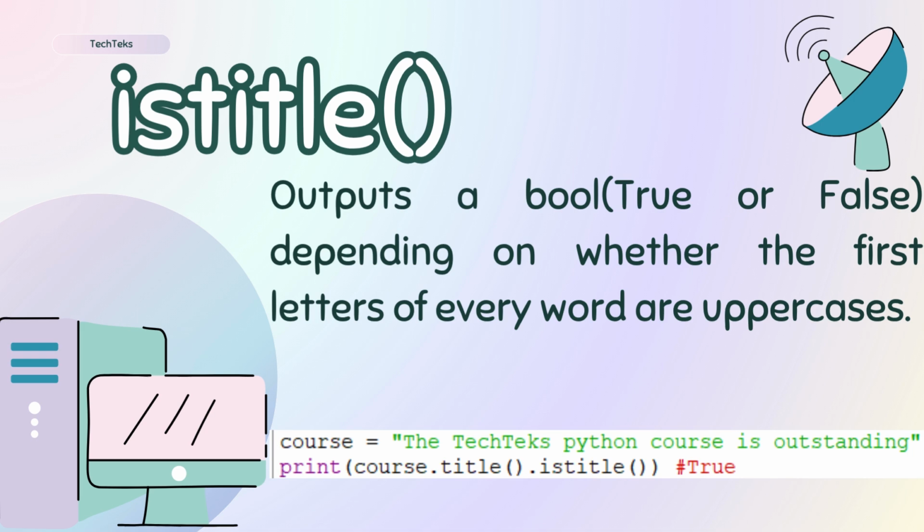Now, istitle outputs true or false depending on whether the first letters of every word are uppercase. So if every letter after a space is a capital letter, then it outputs true. But again, another way to do this is to have the string and then change it to a title, changing the first letter of every word to a capital letter, and then you can use istitle to confirm. In this case, we get true because we already changed it using the title method, and now we're using istitle to check it.